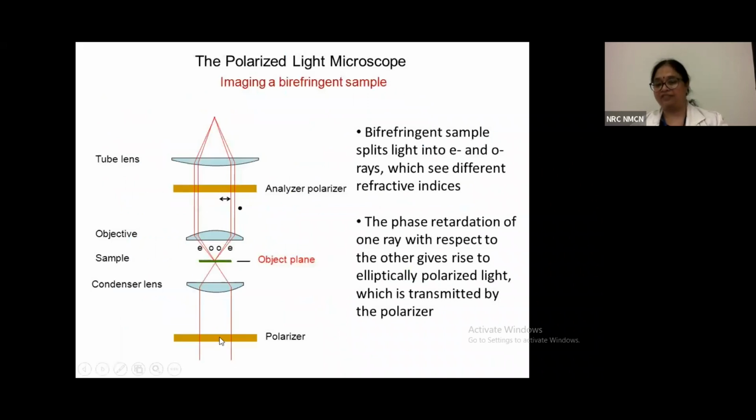So here we have the polarizer. The light passes through the polarizer, light moving in one direction, which falls on the condenser. It condenses the light on the object plane. Then the light passes through the objective, giving the phase retardation of one wave with respect to another, giving an elliptically polarized light, which is transmitted by the polarizer.